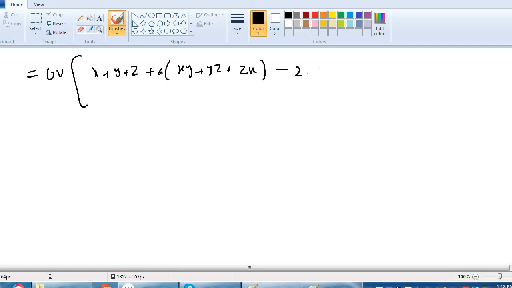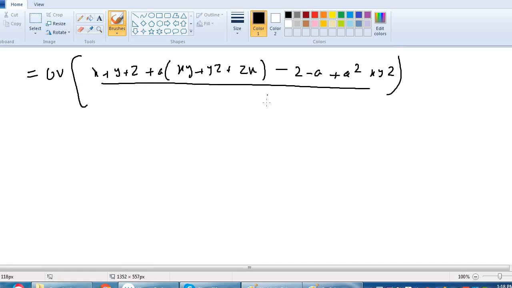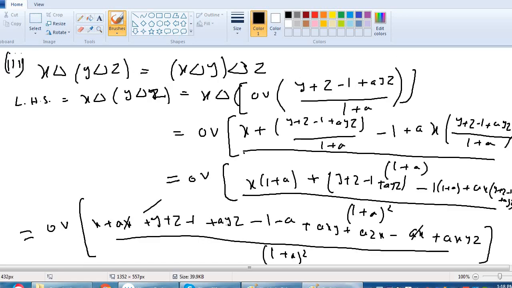minus 2 minus a plus a square xyz, whole divided by 1 plus a whole square. This is our left hand side. We see that in the previous, if we take common a from these three, we get yz, xy and zx. We will write it xy plus yz plus zx and take common, and this minus 1 and this minus 1 become minus 2.